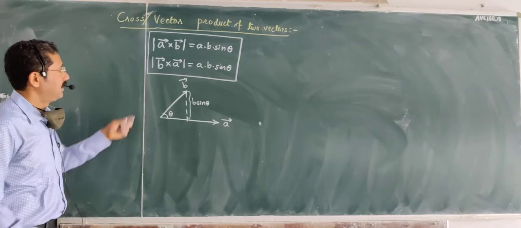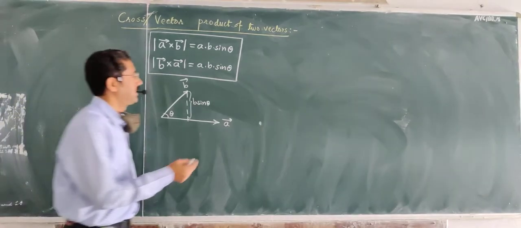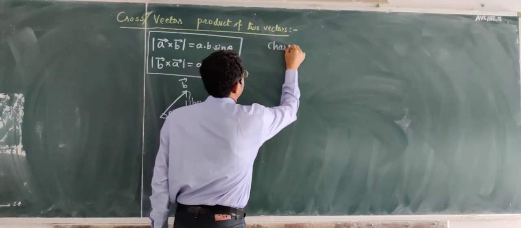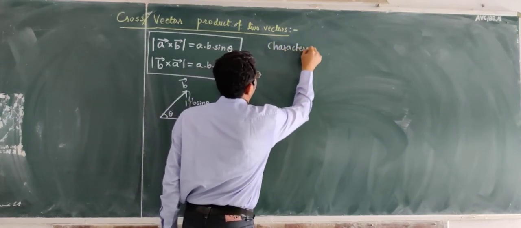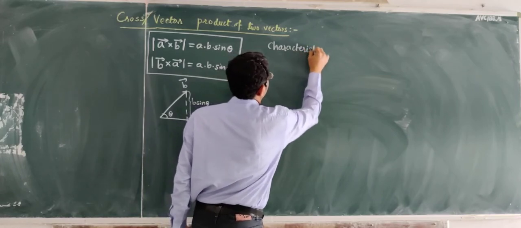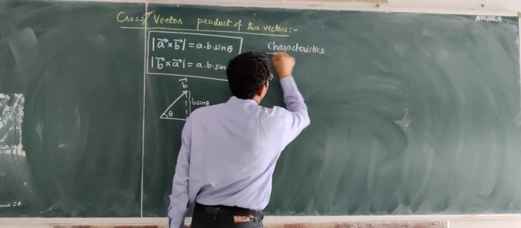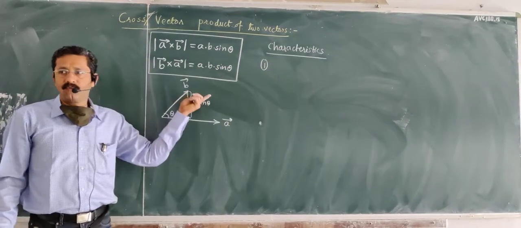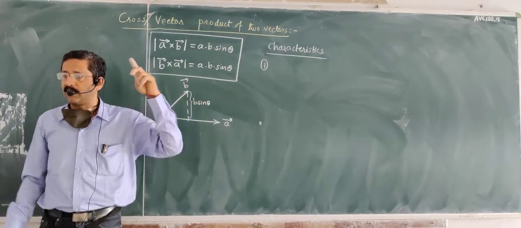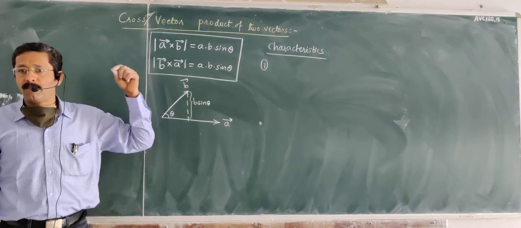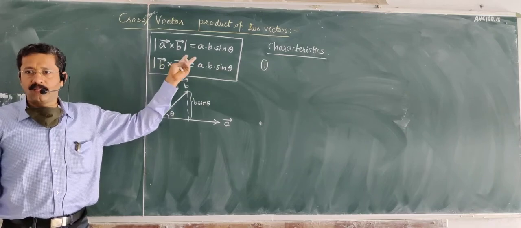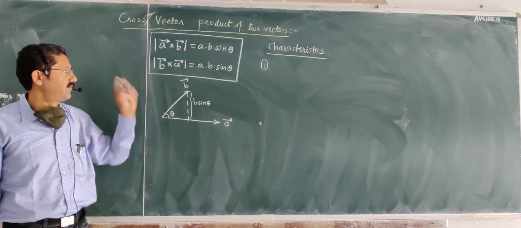Of course, we are now going for the study of the characteristics of these vector products. So in the characteristics of cross product, the first thing I find is its definition: if vector A and vector B are two vectors having angle theta between them, then the magnitude of the cross product is given by mod of A cross B equals AB sine of theta.